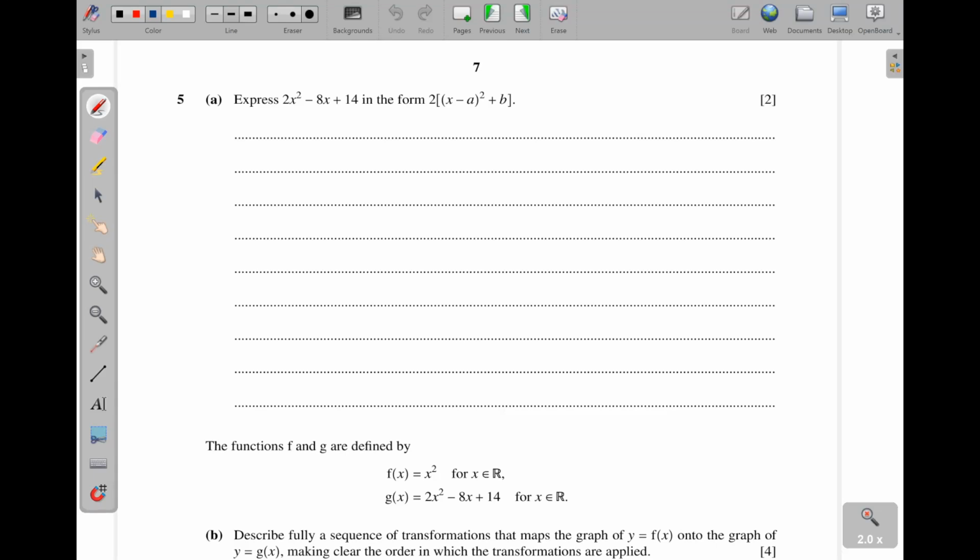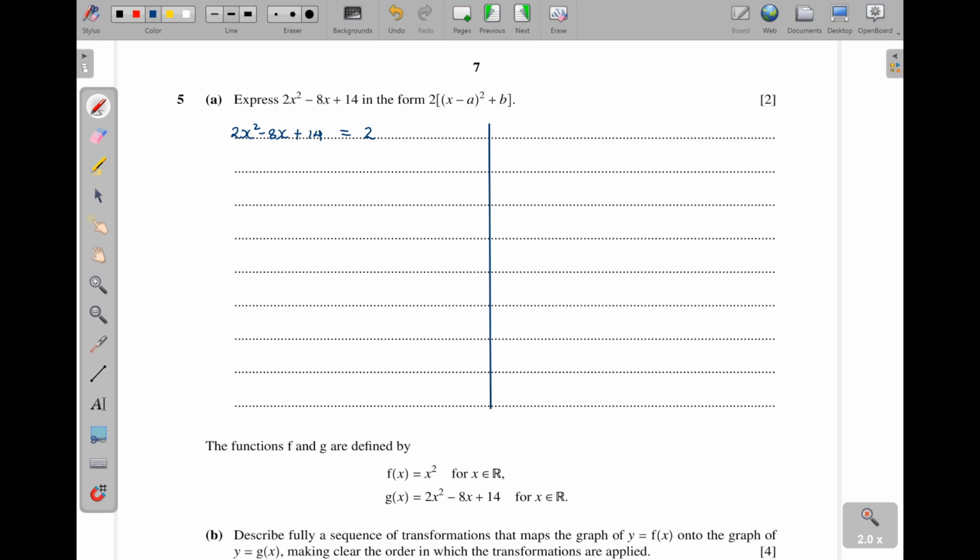Question 5, part A, is coming from quadratics. Part A: express 2x squared minus 8x plus 14 in the form given here. There are two ways you can do this. I can use the completed square format right away. So we have 2x squared minus 8x, then plus 14.